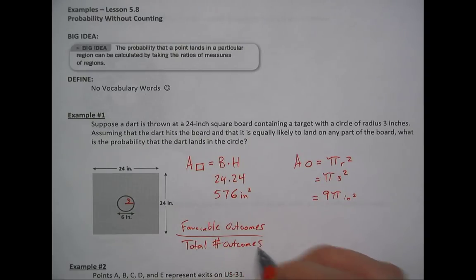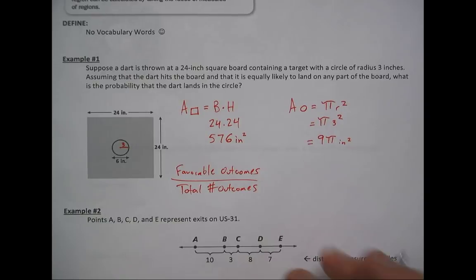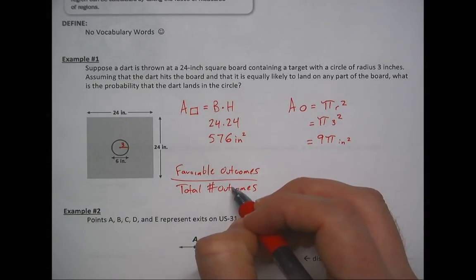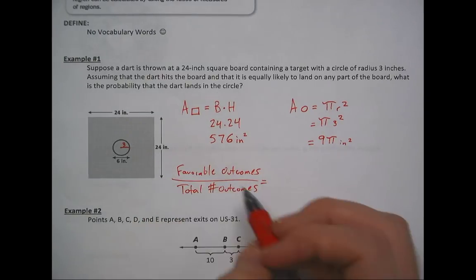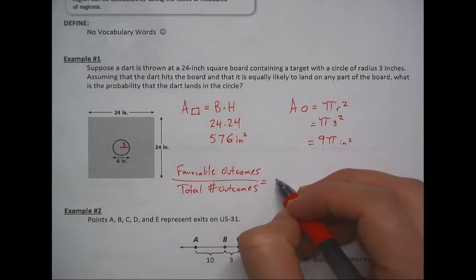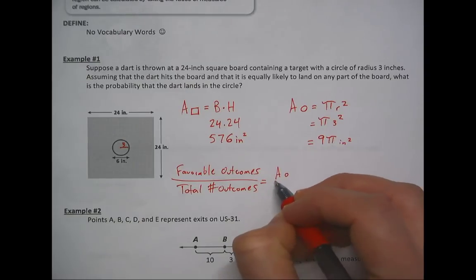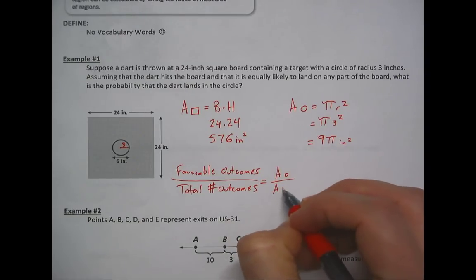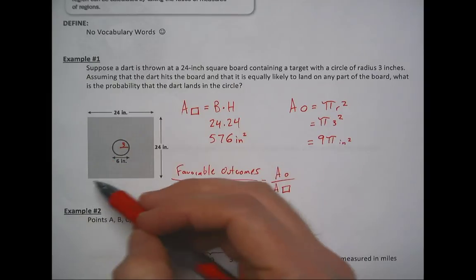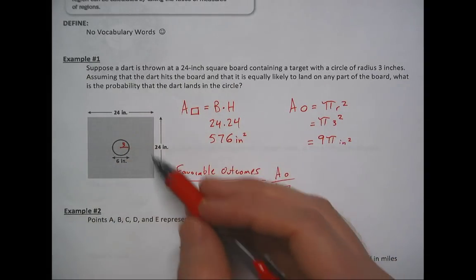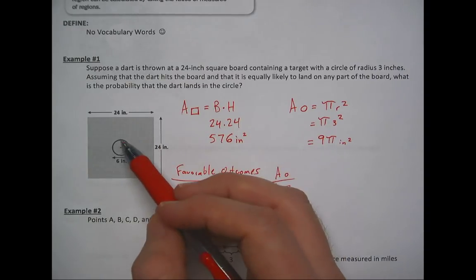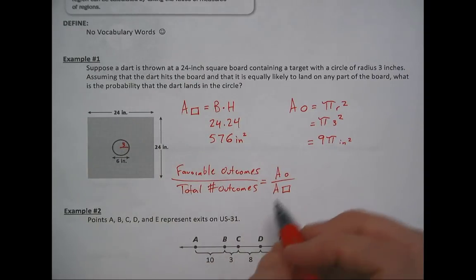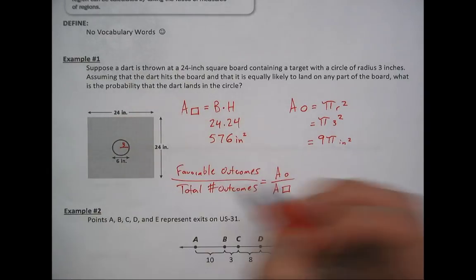That's just in general what probability is. What's the chance of this happening compared to chance of anything happening? So in this specific case, we're going to be comparing the area of the circle to the area of the square. So if there's an equal chance of hitting anywhere on this board, what's the probability that it ends up landing inside this circle? So we're going to compare the circle to the whole area.